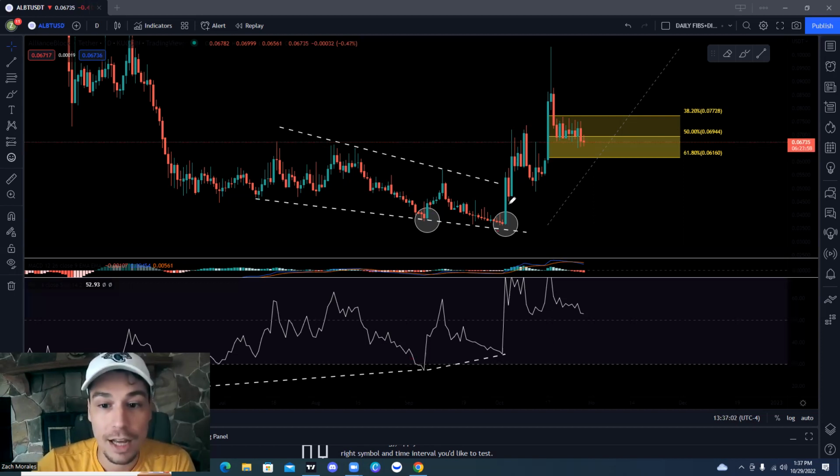Now, we did get a very nice move to the upside off of those two combined things, right? So once you start to combine signals, right, and you have a chart pattern along with a divergence, it can give you much more confidence in your play, seeing that you have, okay, well, not only do I have a bullish chart pattern, there's a bullish divergence. That's going to help give you an edge.